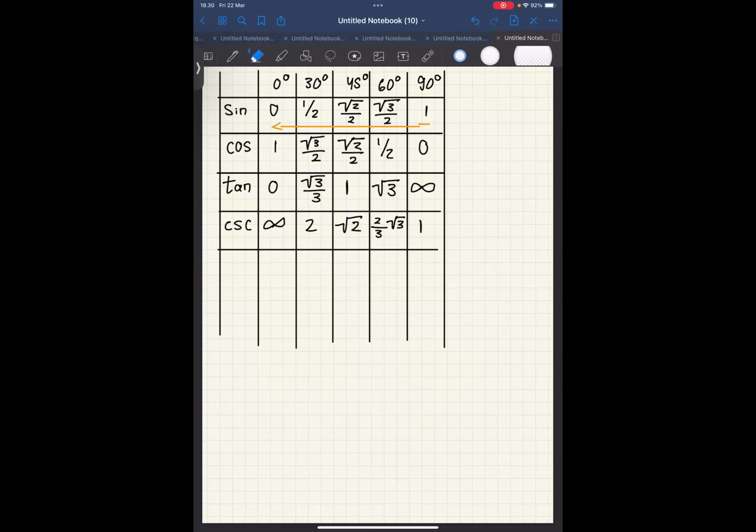And we move to the secants. Secant is 1 over cosine. So we're going to find the secant of 0 degree. 1 over cosine 0 degree, which is 1 over 1. The secant of 0 degree is 1.